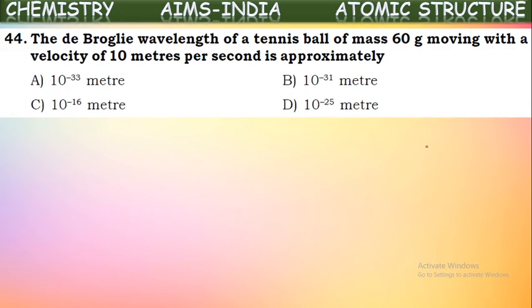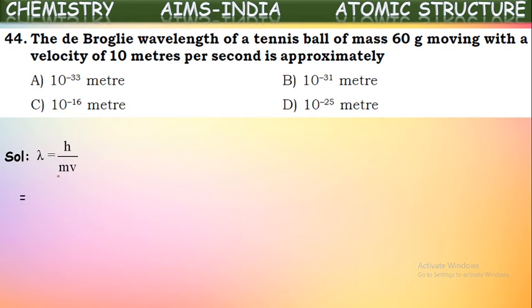The de Broglie wavelength of a tennis ball of mass 60 grams moving with a velocity of 10 meters per second is approximately. We are asked to calculate de Broglie's wavelength. According to de Broglie, to calculate the wavelength of a particle, we have the equation lambda is equal to h by mv, where lambda represents wavelength, h is Planck's constant, m is the mass of that body, and v is the velocity of the body.